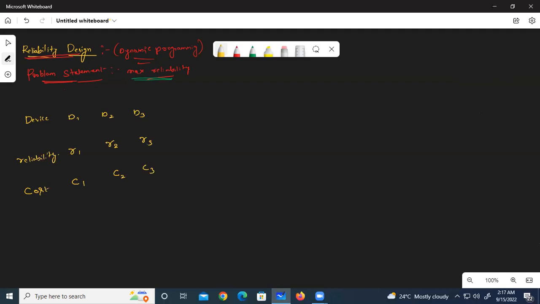In general, for a device, I will give the notation Di. Di is nothing but a device. Again, Ri is nothing but reliability.